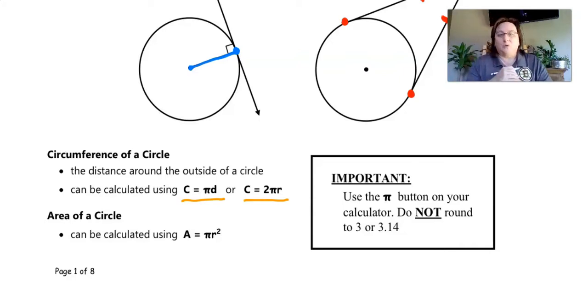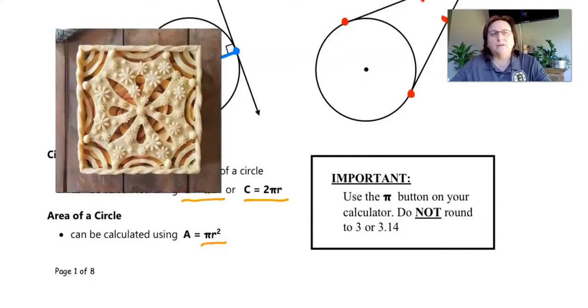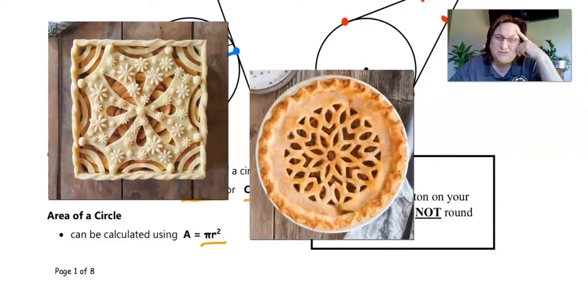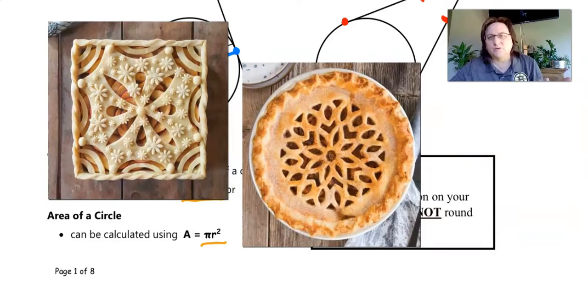Okay, so, all right, area is always pi r squared. Wait a minute. Hey guys, I thought that pie are round. I didn't know that pie are squared.